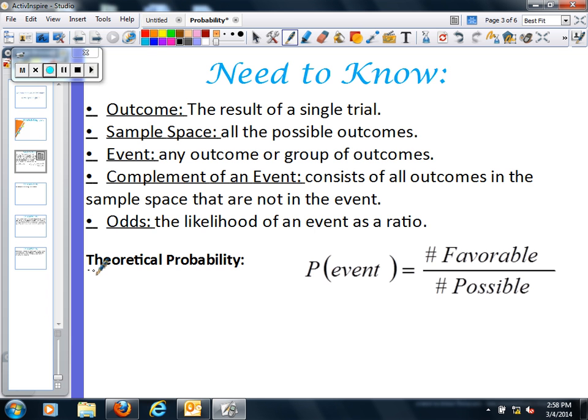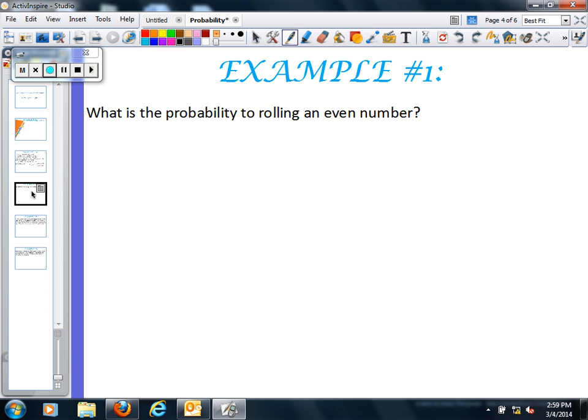And now we're going to look at what's called theoretical probability, which is what we're going to be mostly working with, okay? So this is what would be represented by the probability of whatever the event is. That's going to equal the number of favorable outcomes divided by the number of possible outcomes. Okay? So let's go ahead and look at question number 1.